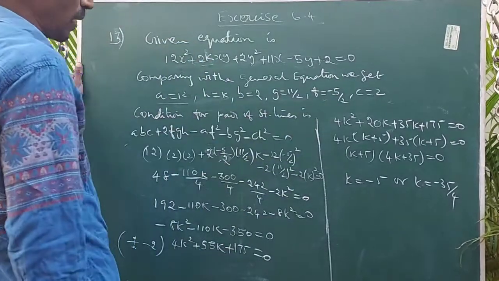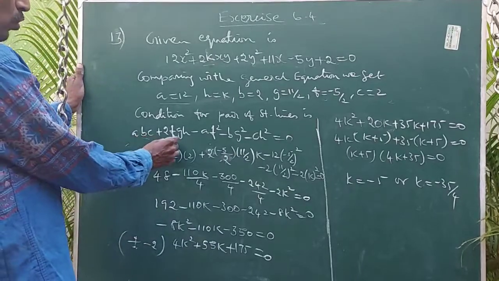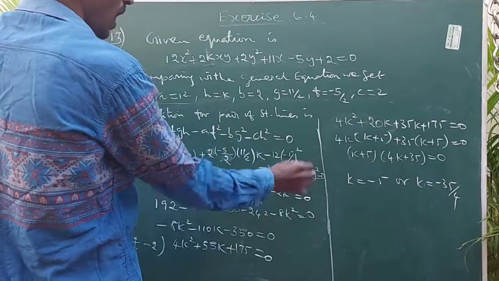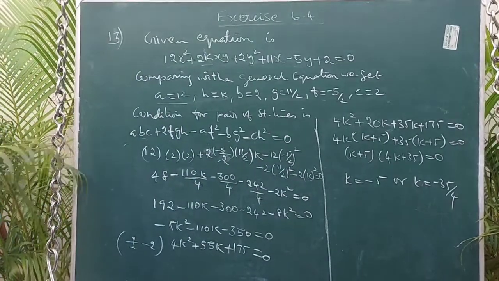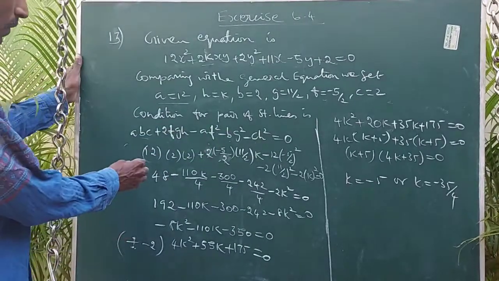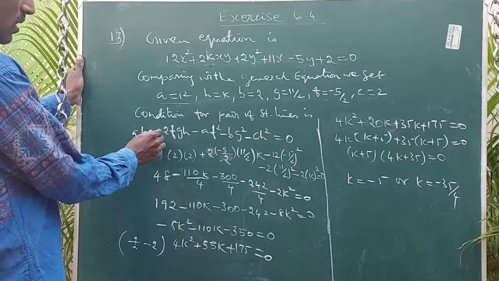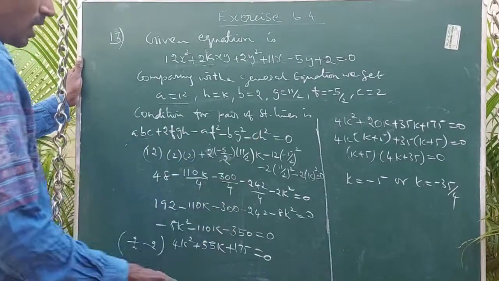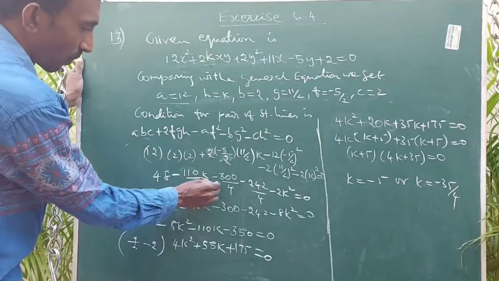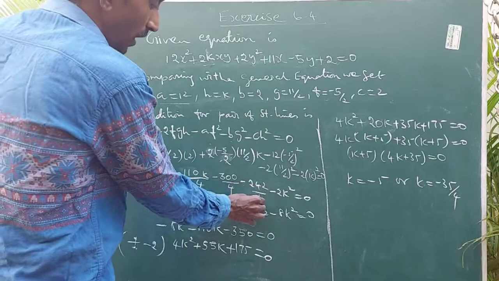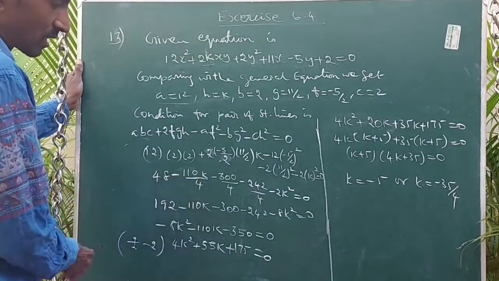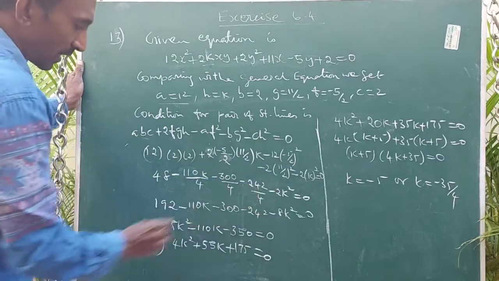We know the condition for a pair of straight lines: abc + 2fgh − af² − bg² − ch² = 0. I think you are students of 12th standard. You can solve this by putting all the values in the equation. Put the values for a, b, c, f, g, h. So simplify. We are getting 48 − 110k/4 − 300/4 − 242/4 − 2k² equal to 0. Just take the LCM as 4, 192. We are getting the remaining values.